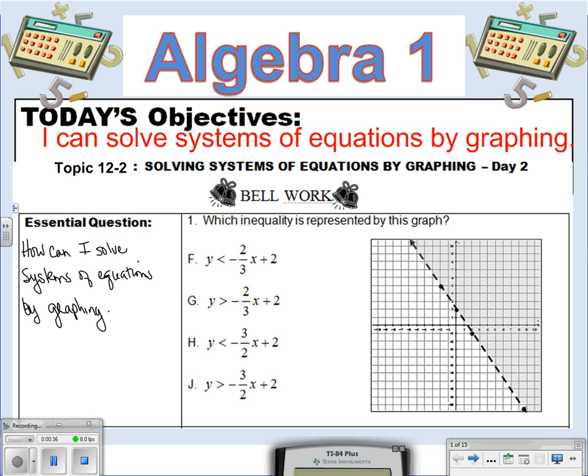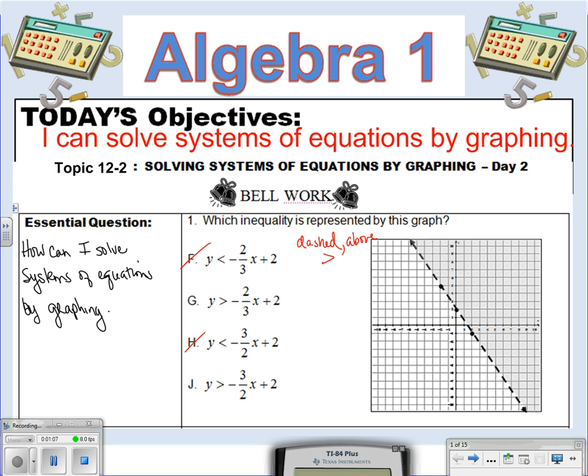Our BuildWork problem today is another review problem about inequalities. So our question is, which inequality is represented by the graph? Let's notice that we have a dashed line. That means it will not have an equal to sign, and I'll check. None of these have an equal to. And it's also shaded above. If it's shaded above and dashed, that means that we must have greater than. That will knock out F and will also knock out H.